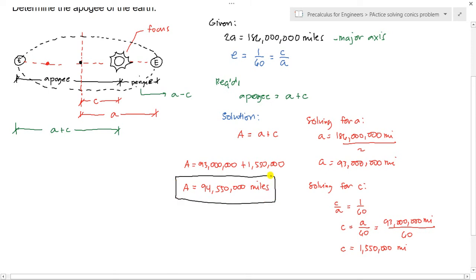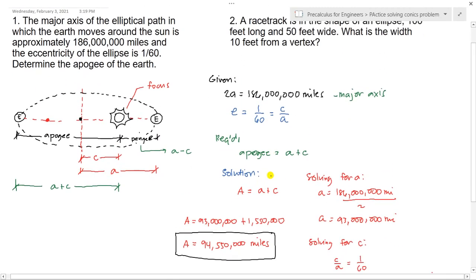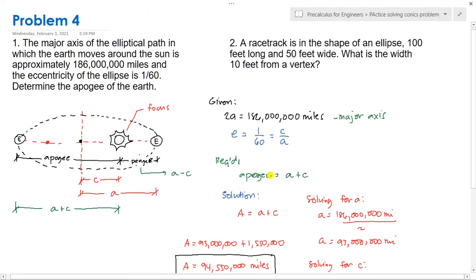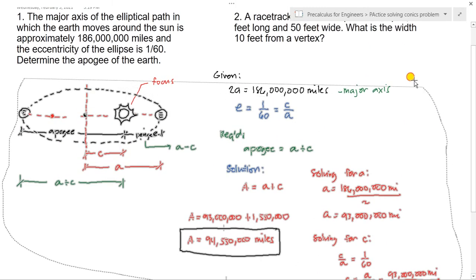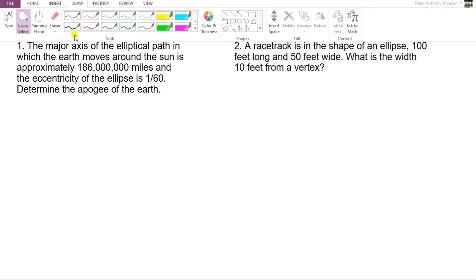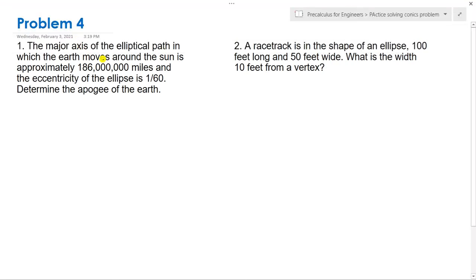Okay, so that is it. So again, don't forget our discussion of eccentricity. This is one of the real applications of the ellipse. Okay, so let's proceed to our second problem. So we have here a racetrack in the shape of an ellipse. So a racetrack.